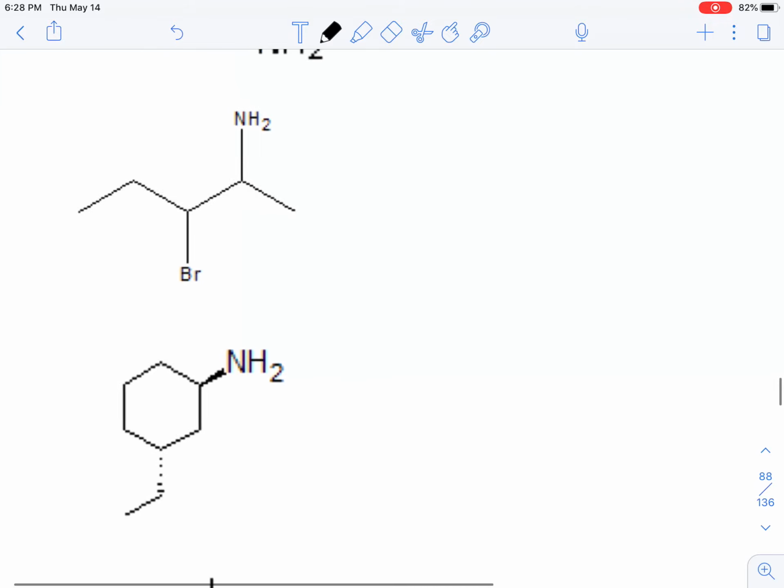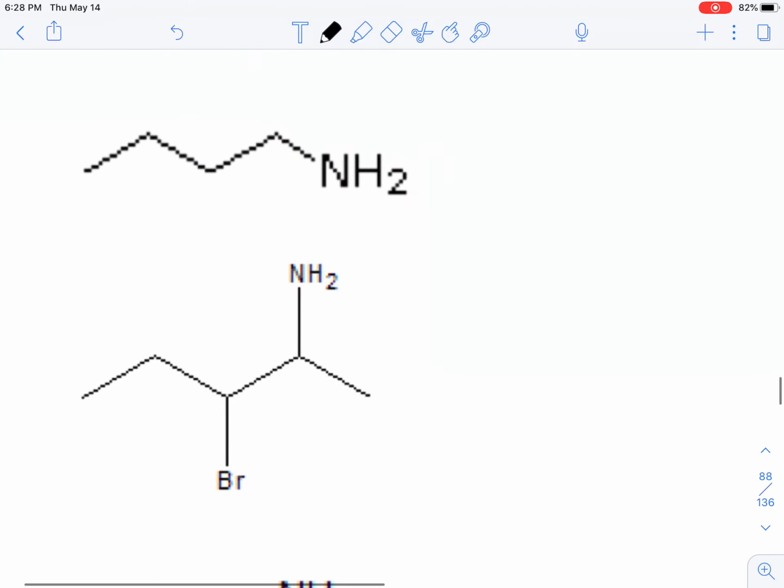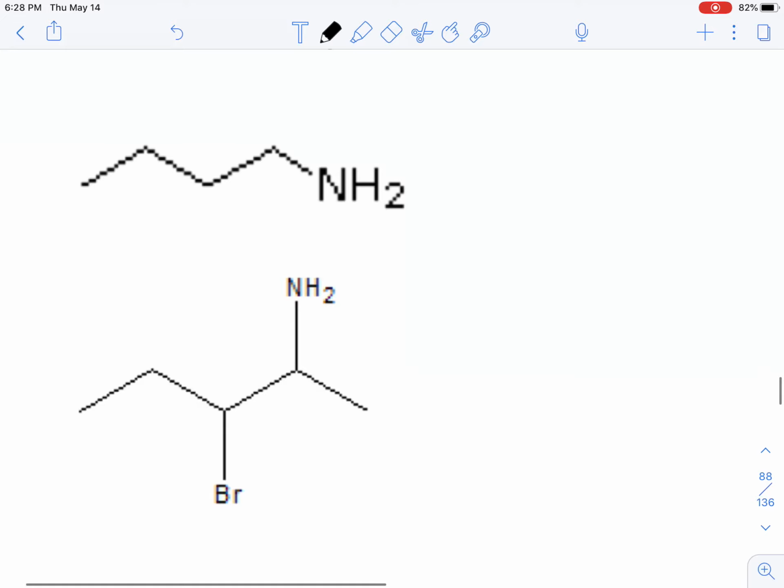So let's go ahead and look at a couple of examples on how to name these primary amines, these organic compounds with primary amines that have a double bond. And so I'm just going to use this structure. This is something that we've already named in the previous lecture slide. And I'm just going to add a double bond here. Okay. So how would you name an amine with a double bond?